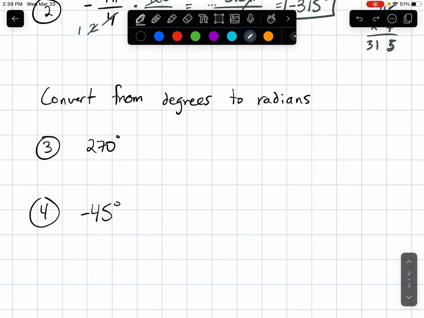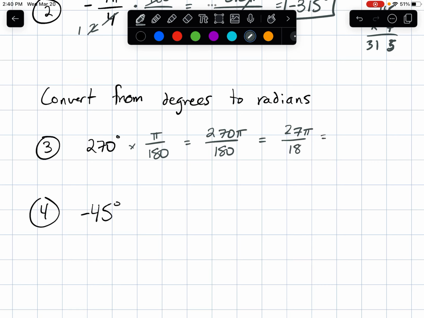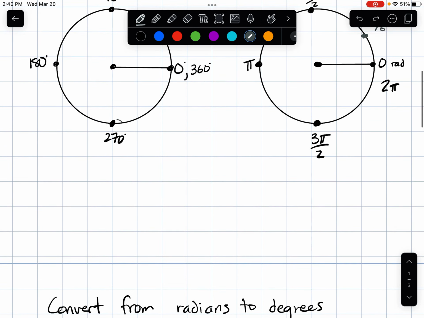Here we're going to convert from degrees to radians, so I'm going to multiply this by pi over 180, and that gives me 270 pi over 180. We know they're both divisible by 10, so that gives me 27 pi over 18. I now see that they're both divisible by 9, so that would give me 3 pi over 2. All right, so 3 pi over 2 is going to be my answer. And that means that 270 degrees is the same as 3 pi over 2. Well, that should make sense because that's what we said we had right here at the beginning.